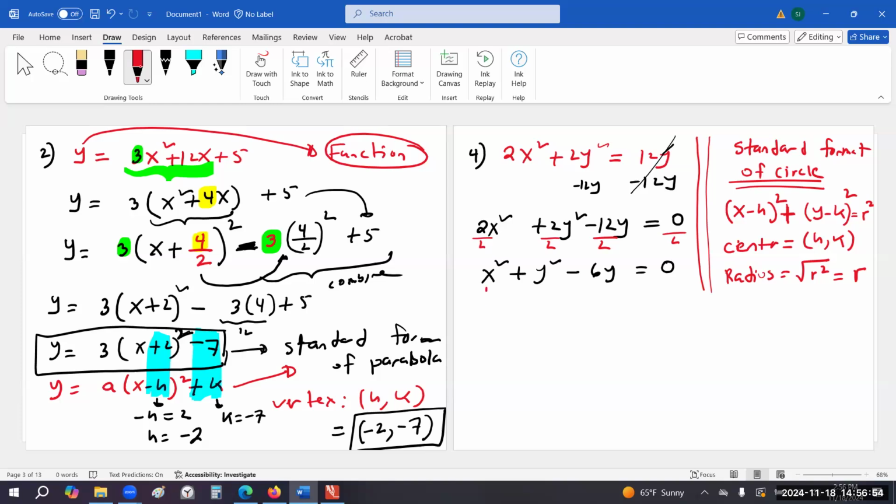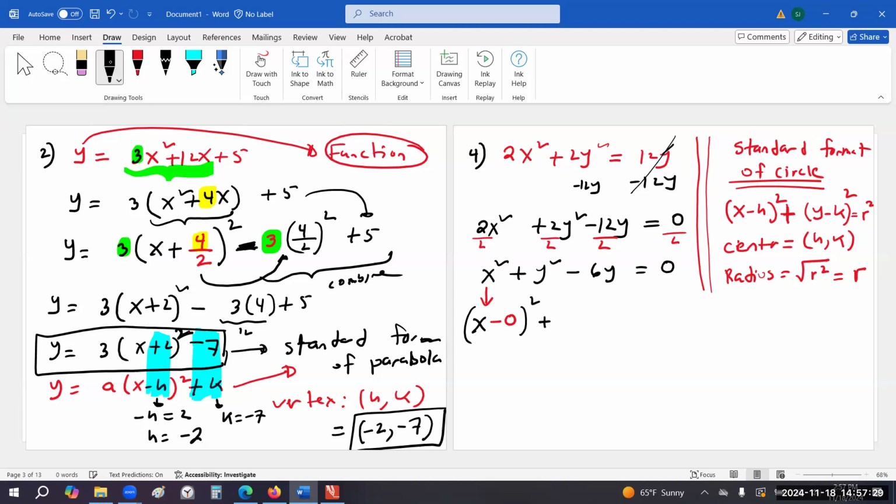Now, x doesn't have any friends. So how can you write x squared as x minus something squared? X minus 0 squared. Adding or subtracting a 0 doesn't make any difference, so x squared is x minus 0 squared. So you're happy. We didn't have to complete the square here. We got the first part automatically.